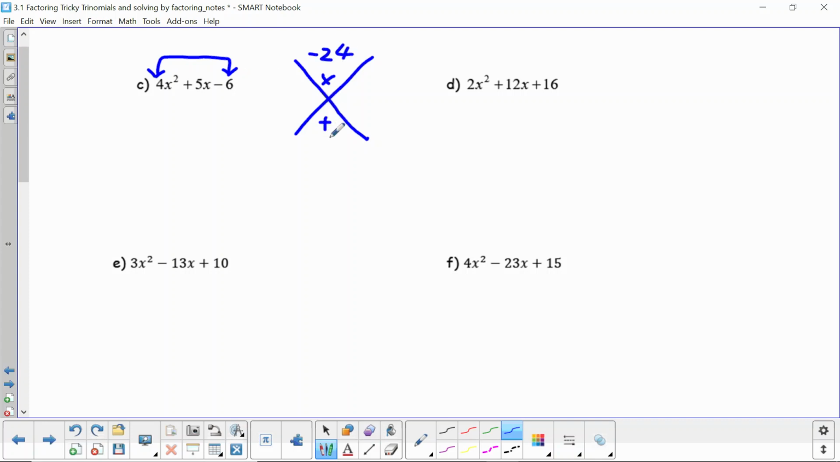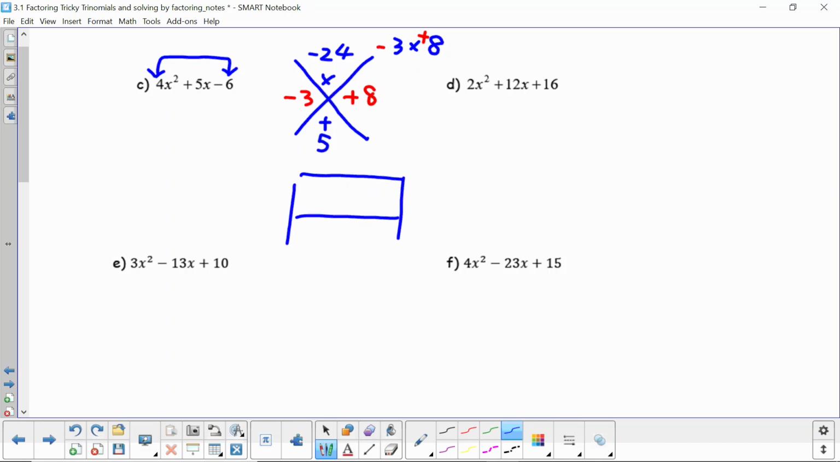And added together it is 5. So check your factor number sheet, and you will find it is 3 and 8. Added together is positive 5, so the larger number is positive. Multiplied together is negative, so 1 positive, 1 negative. Then we are going to put negative 3, positive 8 here, and we are going to do the box method.